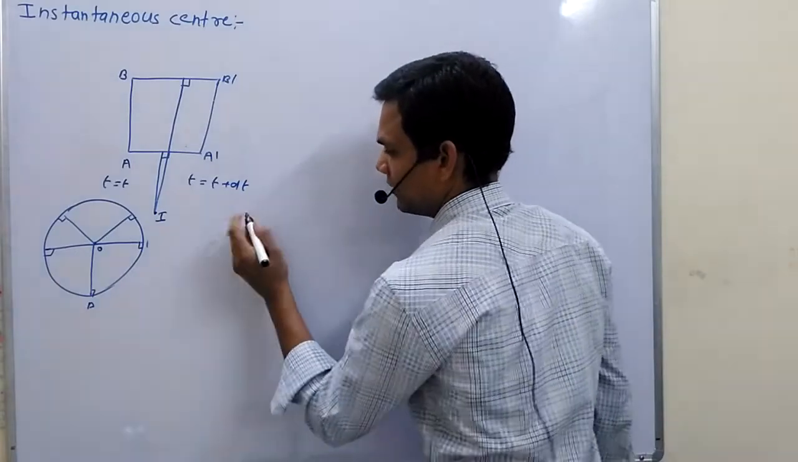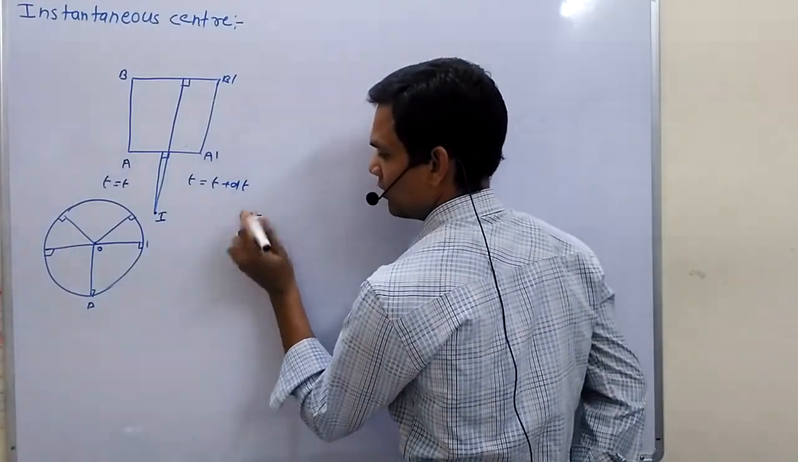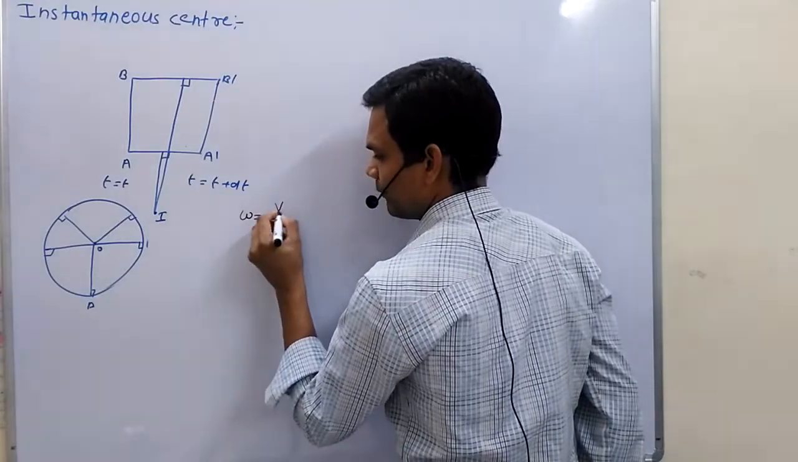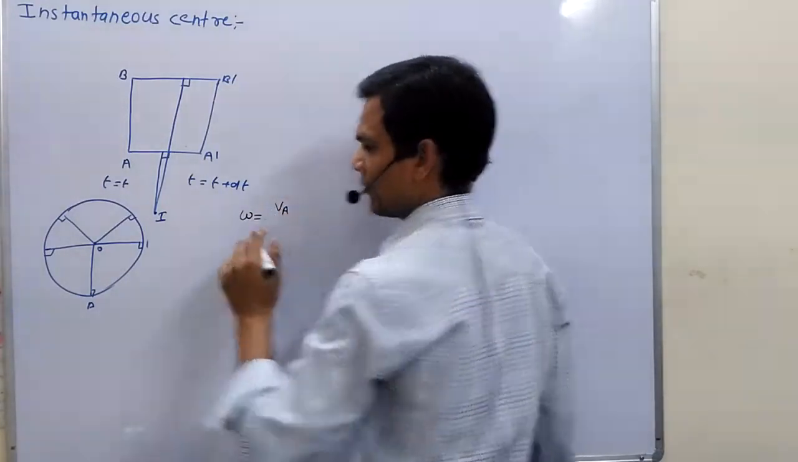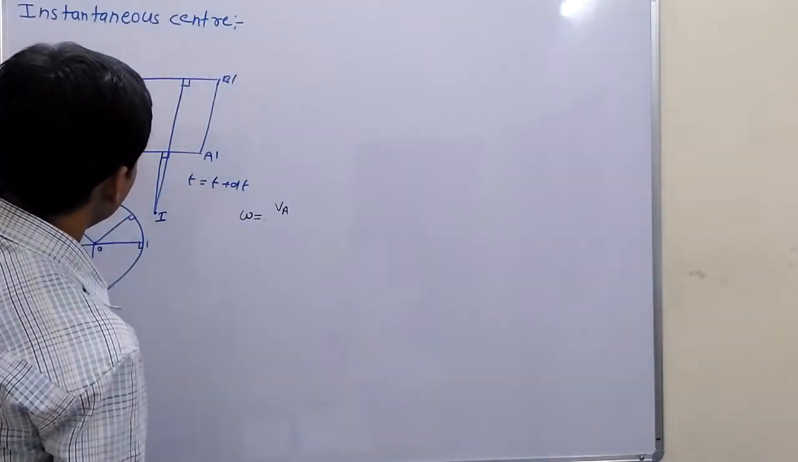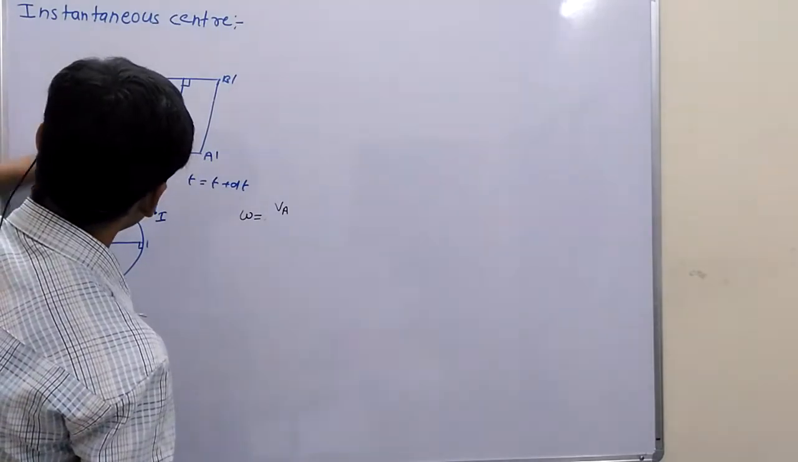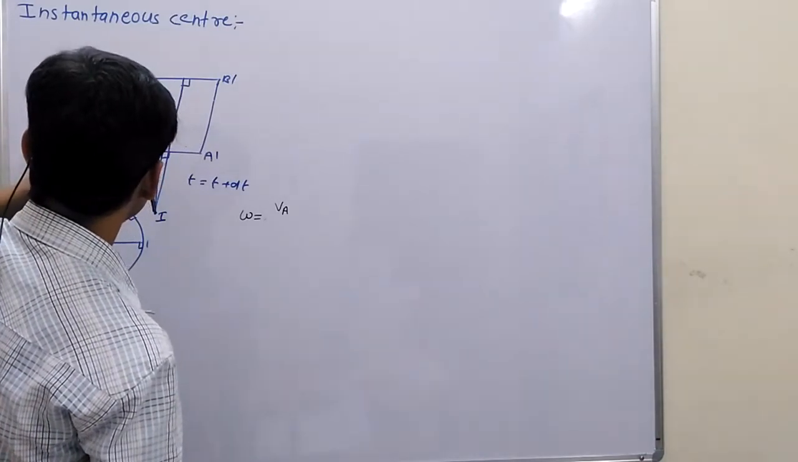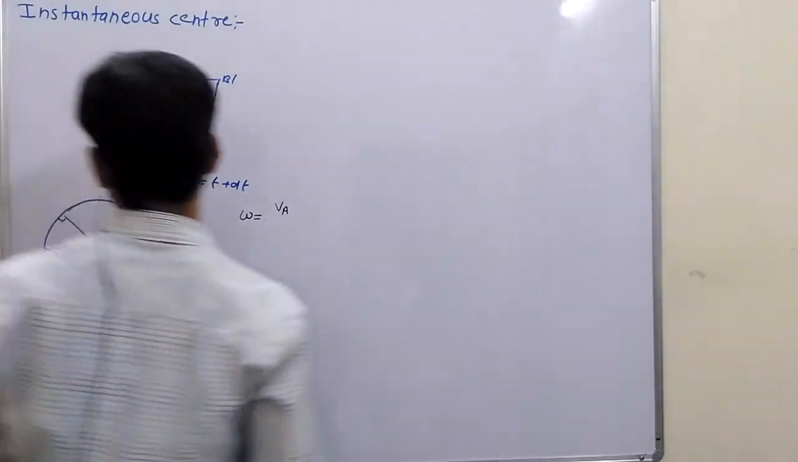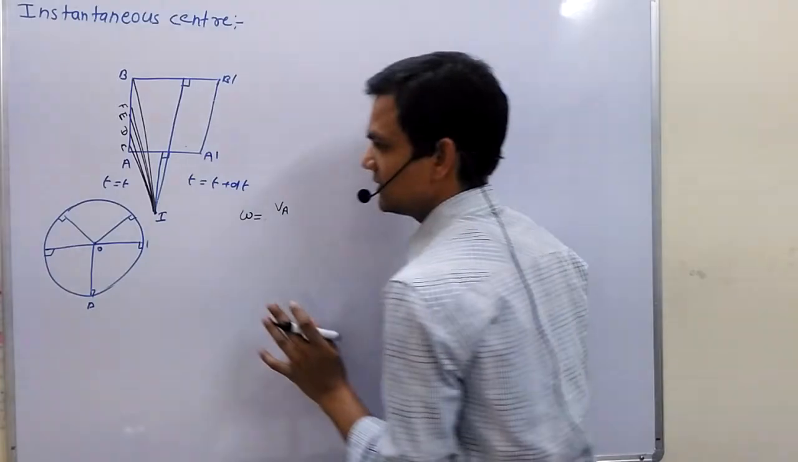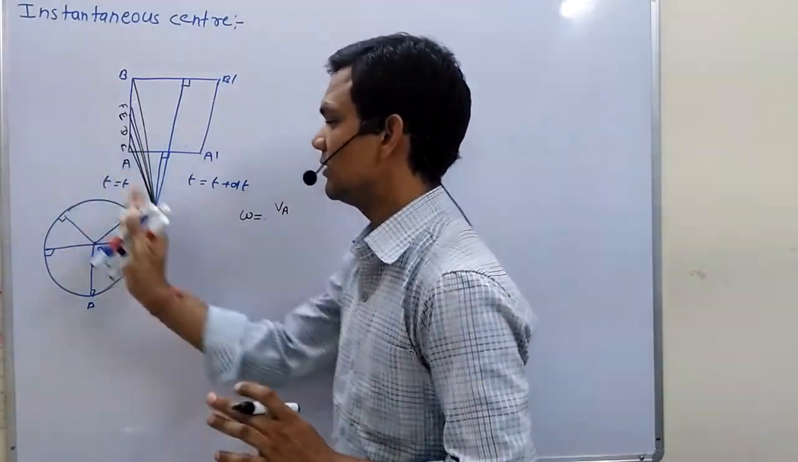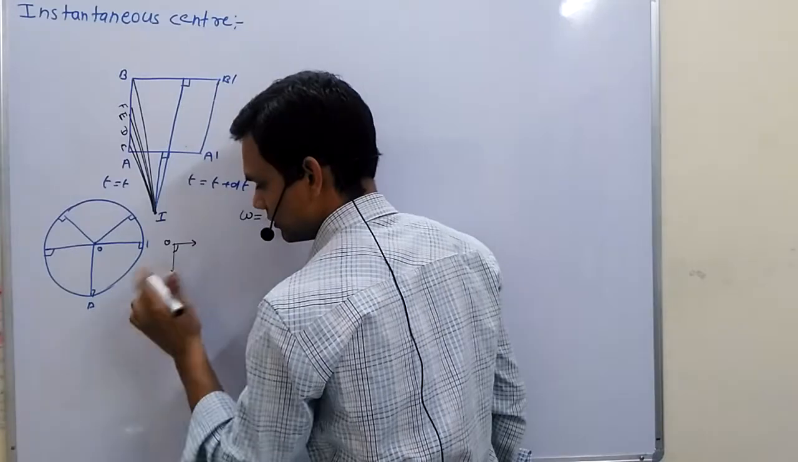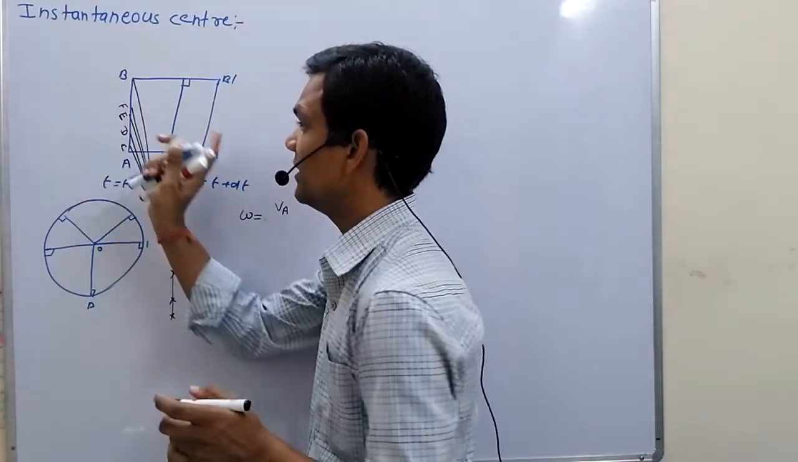Now if I talk about rotational motion, omega is the rotational velocity. Suppose I take a point B, A. If I draw a perpendicular or a line from this link anywhere, suppose C, D, E, F. Now the only difference in these points is the radius, but all points about the I center will be in pure rotational motion.